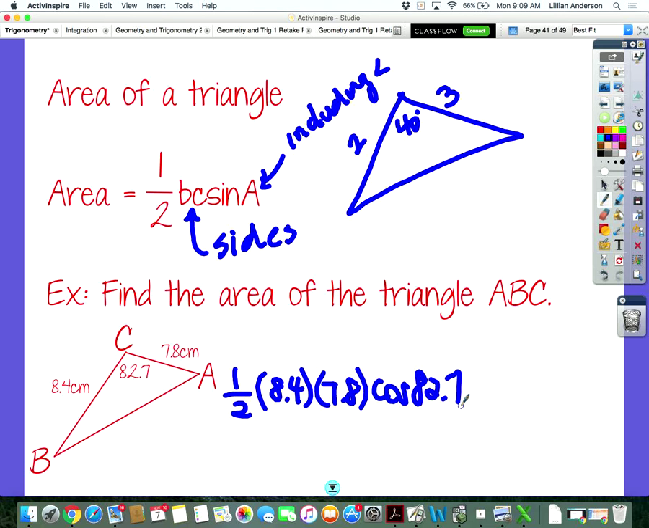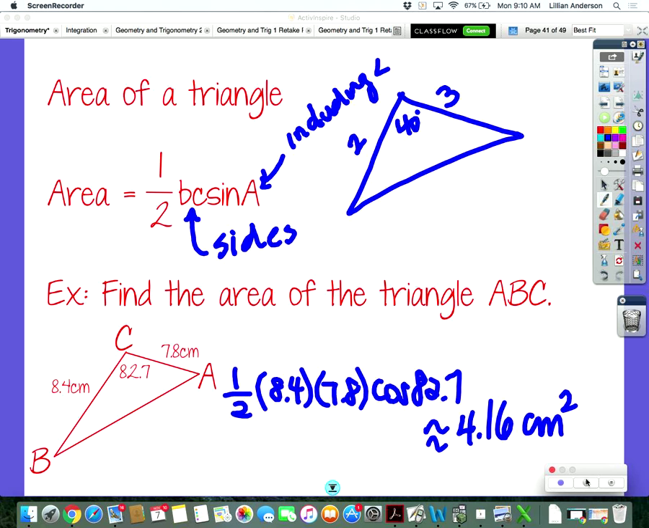Okay? Now, if you wanted to use old school 1/2 base times height, you would need to create your own height and figure out what the base is. It'd be a lot to find, compared to just doing 1/2 the two sides times the sine of the angle. So we type that in and we find our area. And because we are talking about area, you want to make sure you include your units, which are squared.